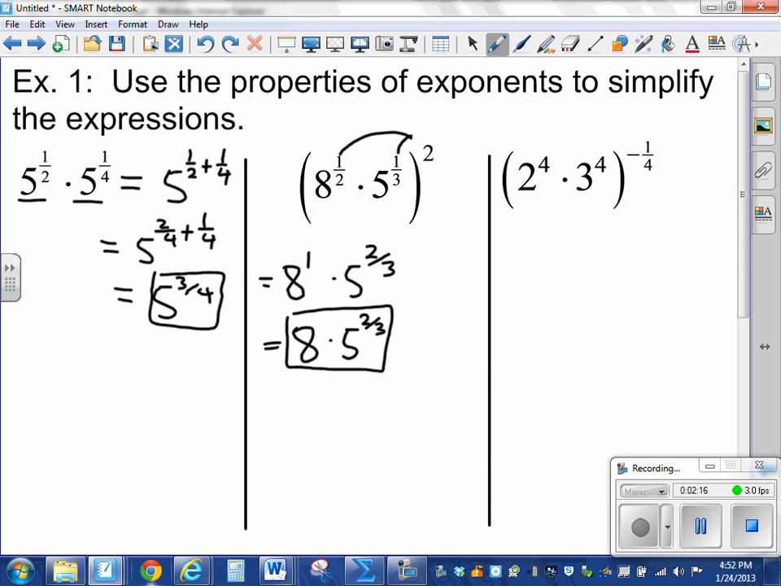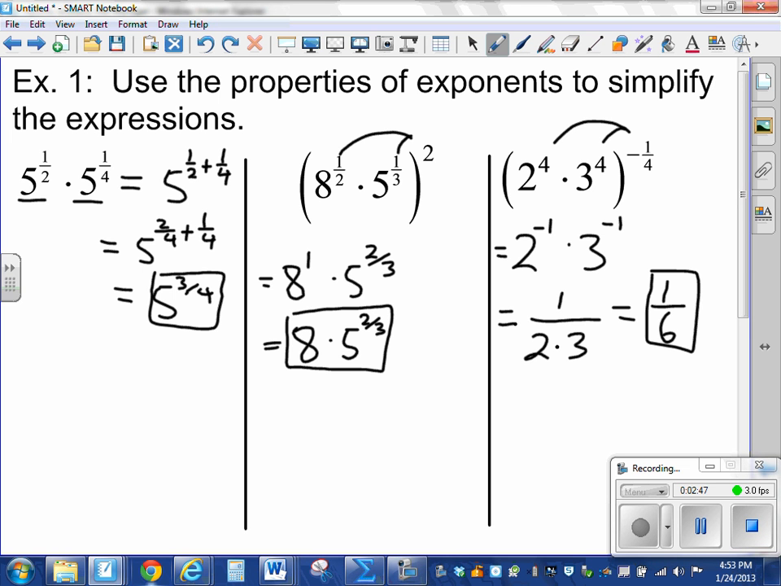This third one was actually the one I showed you two different ways of doing. The first way is you could multiply this in, which will get you 4 times negative 1/4, so 2 to the negative first power times 3 to the negative first power. Using the negative exponent property, both of those will be on the bottom, so it's 2 times 3, and that's just going to be 1/6. That is one way you could have done that.